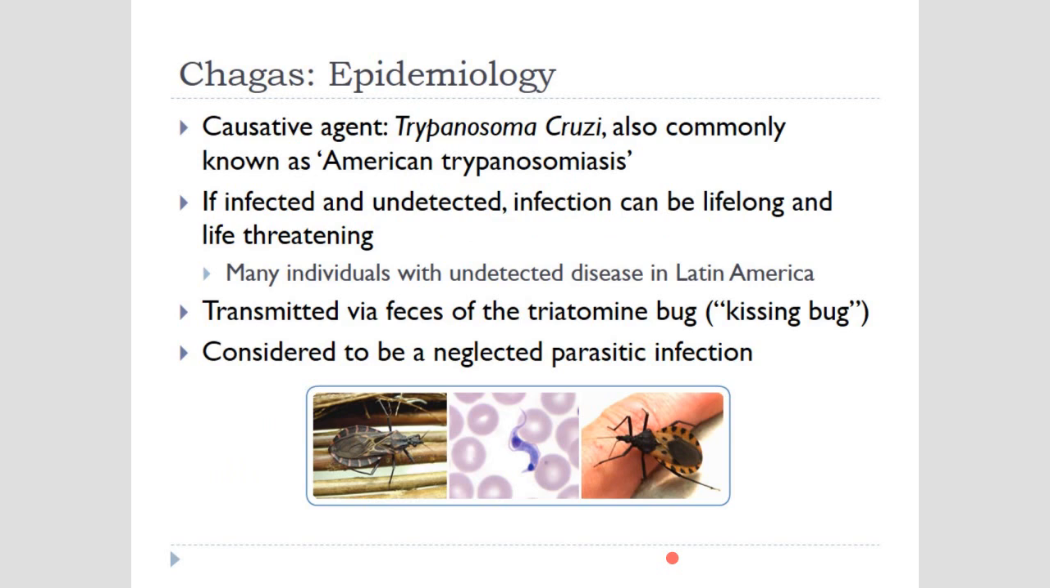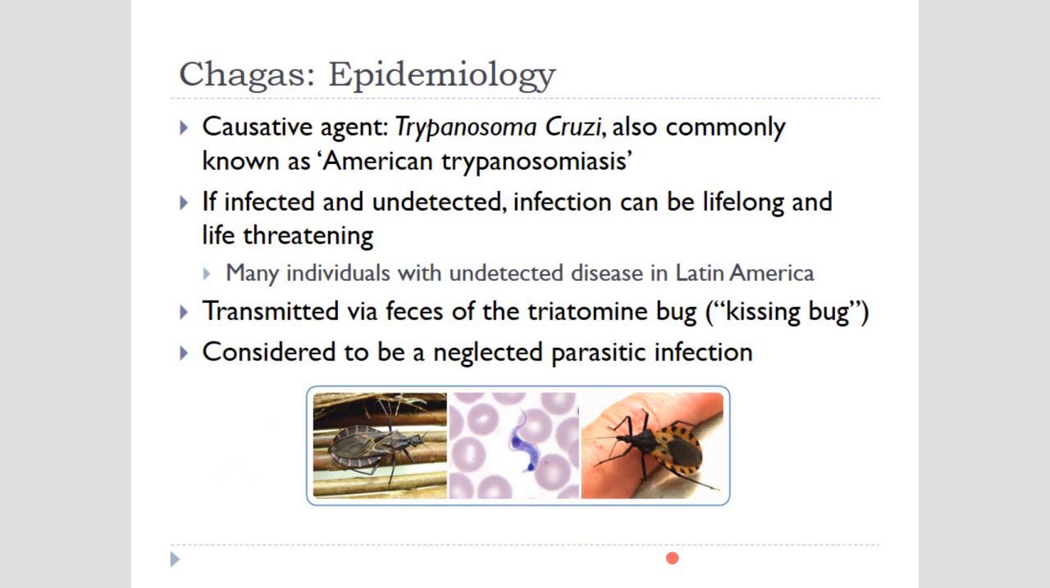We talked about three important things. We're going to talk now about another disease we call Chagas disease. The causative agent is Trypanosoma cruzi, nothing to do with cruise. Also commonly known as American trypanosomiasis. Trypanosomiasis is important, especially in this part of the world, because if you have diarrhea, you want to investigate that.